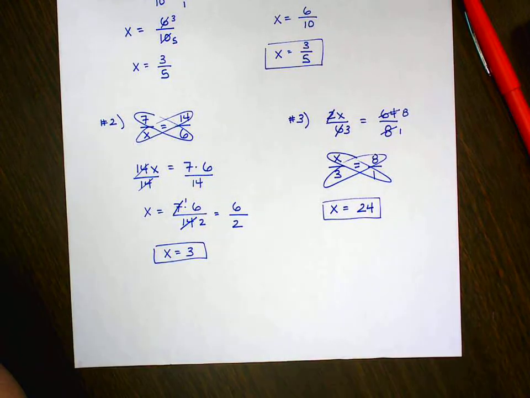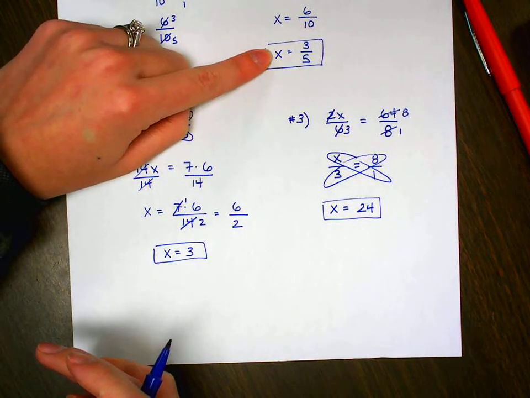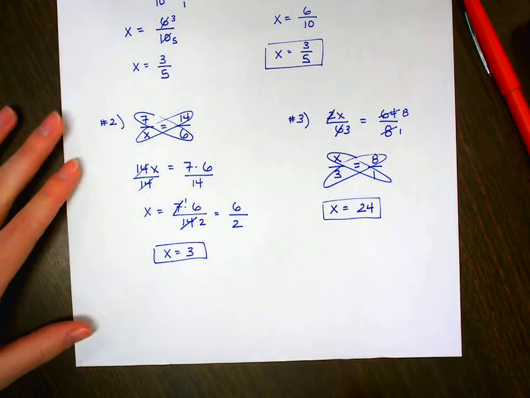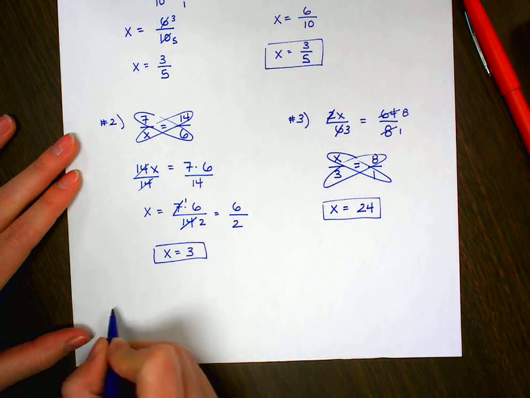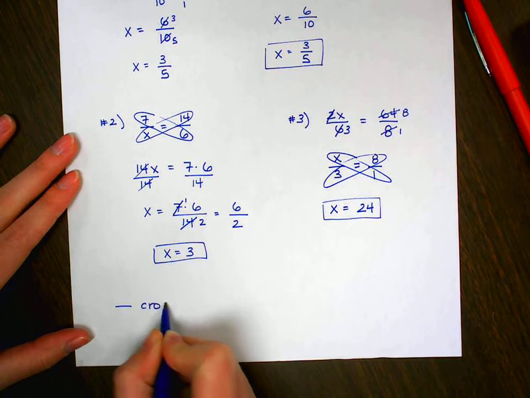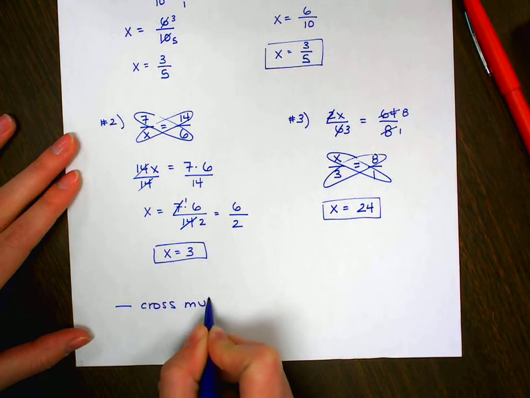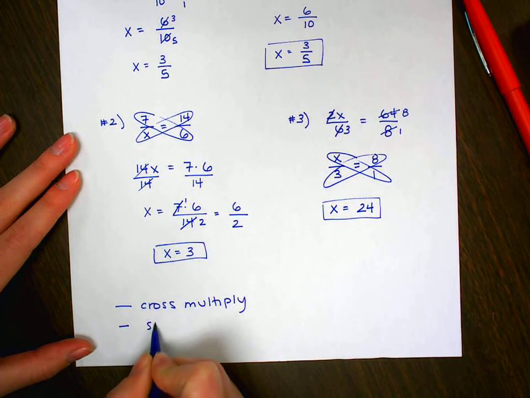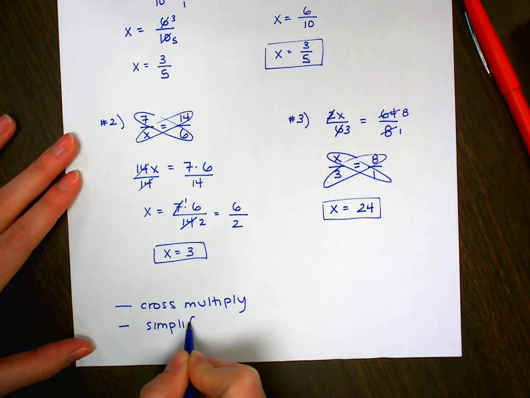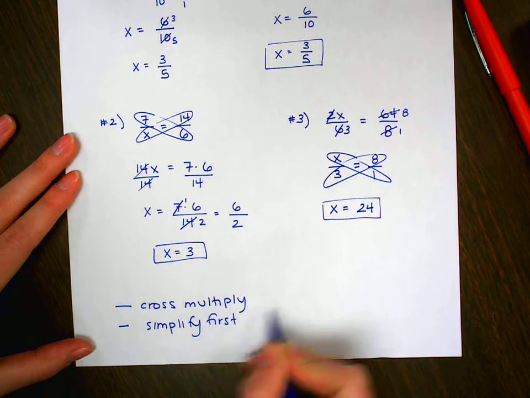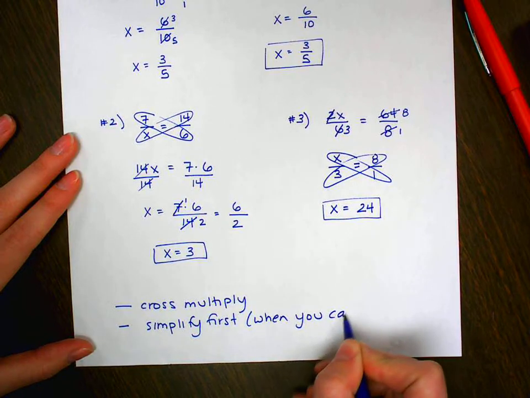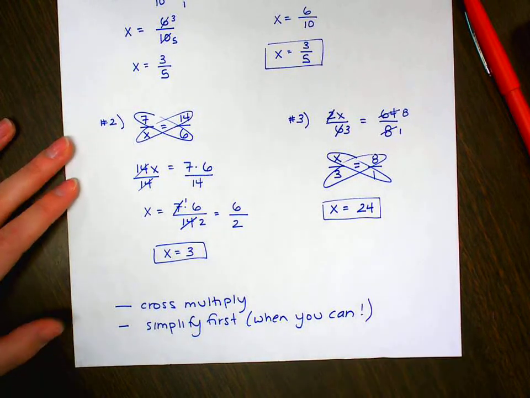Okay. Now sometimes your answers will be a fraction. That's totally fine. Sometimes your answers will be a whole number. But if I could recap a couple of things, if you have a proportion, we're going to cross multiply. And when you can, simplify first. So that should get you guys started. See how you do on skill 3 on your packet.